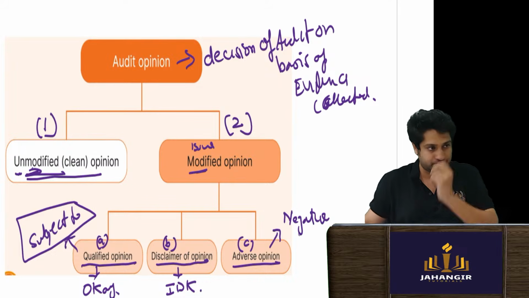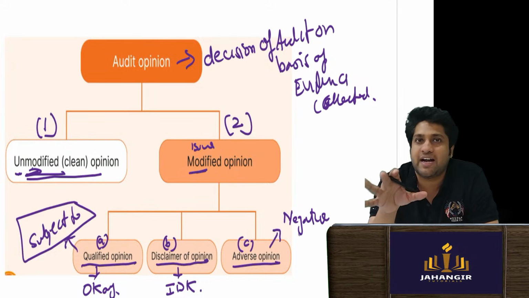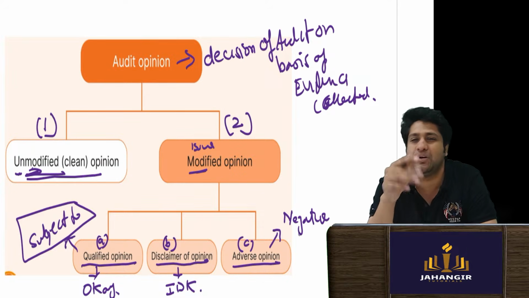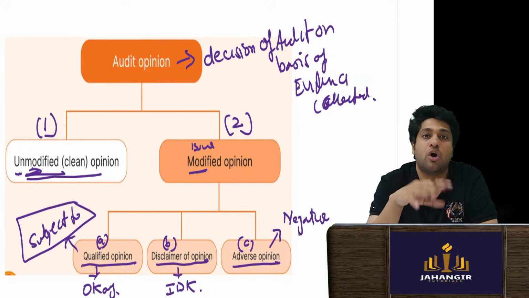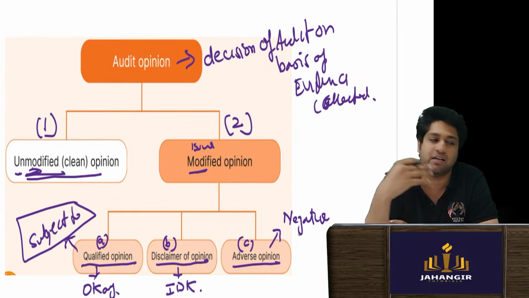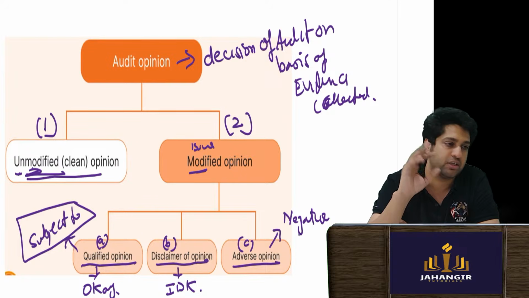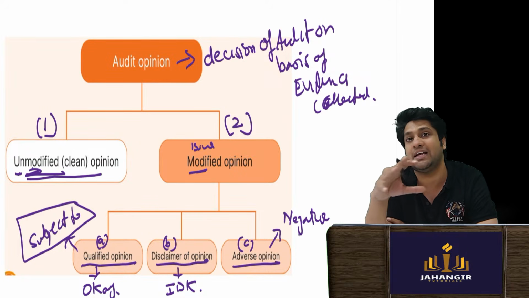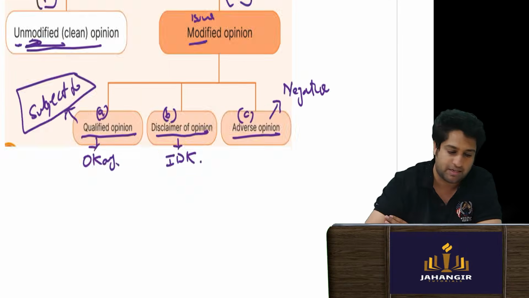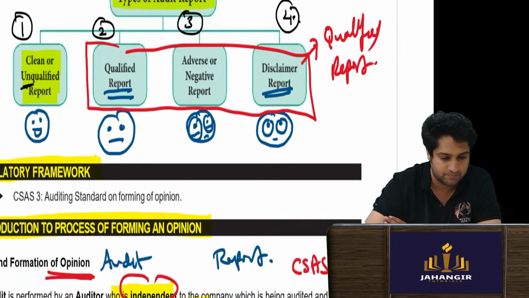Clear till here? So modified has three categories. Whether only one issue is there, subject to, or disclaimer of an opinion, that the auditor could not frame an opinion due to lack of information. Or the third one is glaring misstatements are present in the company. Very, very simple. All that is done.